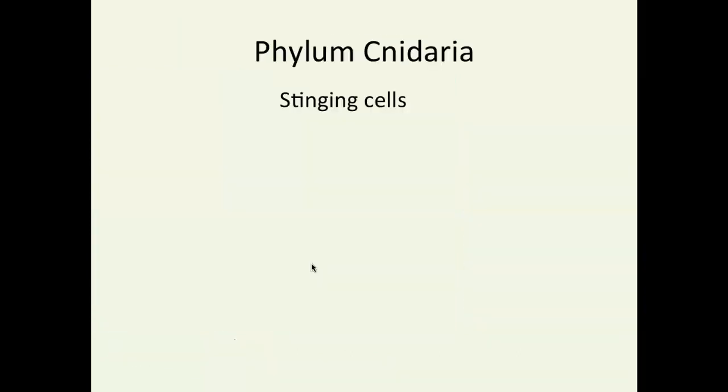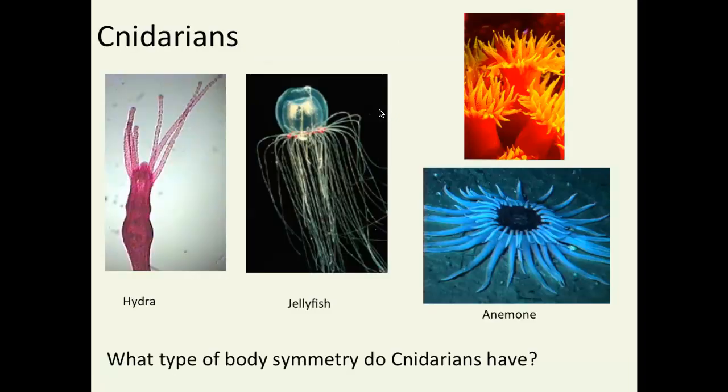Okay, so moving on to the phylum Cnidaria. The phylum Cnidaria, you don't say the C, it's silent, is named for its stinging cells. So the organisms in this phylum can all sting. Okay, so these are some different animals in the phylum Cnidaria.